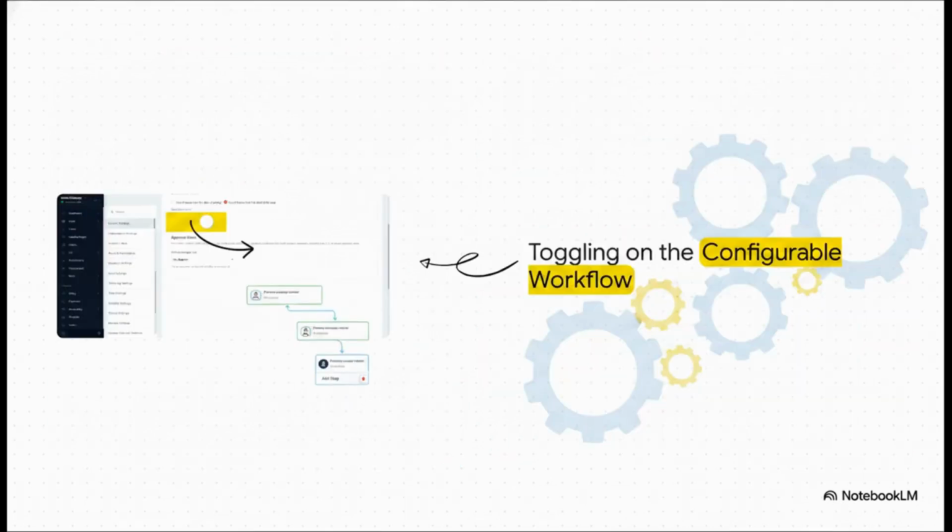Now what's really interesting about this is the toggle switch you'll see in your settings. Toggling on the option to use configurable approval workflow completely unlocks this brilliant drag-and-drop interface. You just click Add Step, and you can define exactly who needs to sign off, ordering your approval steps perfectly. It really is like a giant puzzle you get to easily snap together.